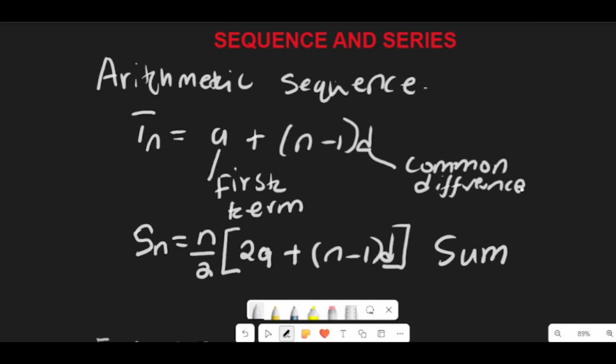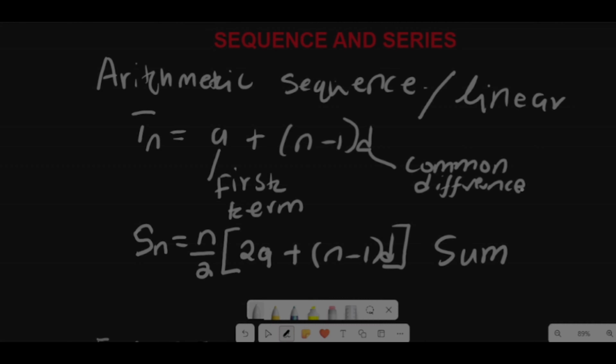Arithmetic sequence is also known as a linear sequence. I think we're equipped enough. You're going to use this formula to find the general formula for that sequence, and the other one to find the sum. Since we're here, I think the best way to explain mathematics is through example. So let's go ahead and do the first example.